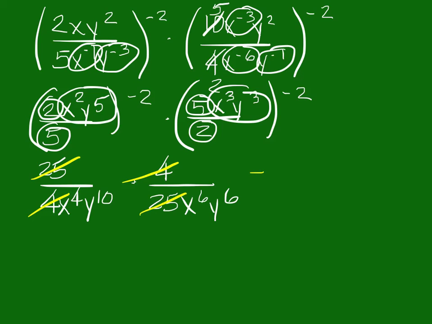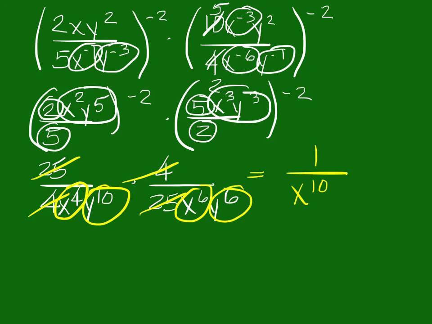If you multiply straight across, you get 1 over x to the 4th times x to the 6th, which is x to the 10th. y to the 10th times y to the 6th is y to the 16th.